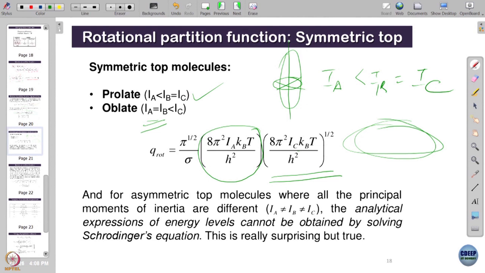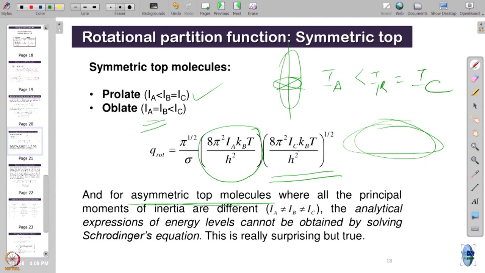But then comes the most general case, the asymmetric top molecule. In an asymmetric top molecule, all the principal moments of inertia are different. This is the general case, like water or methane. They are all asymmetric top molecules. And an analytical expression for the energy levels cannot be obtained by solving the Schrodinger equation. That is the real unfortunate part.